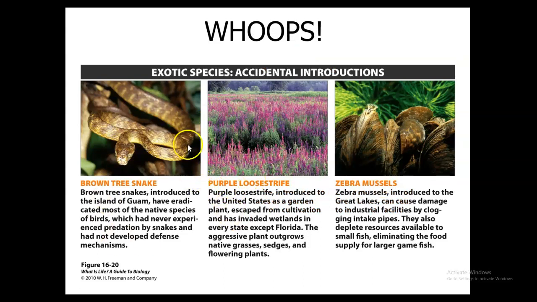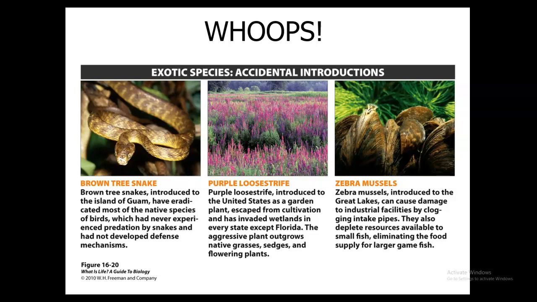So here are some examples of accidental exotic species that were introduced. The brown tree snakes were introduced to the island of Guam. They have eradicated most of the native species of birds, which had never experienced predation by snakes and hadn't developed a defense mechanism. We've got the purple loosestrife, introduced to the United States as a garden plant. It escaped from cultivation and has invaded wetlands in every state except Florida. This is an aggressive plant. It outgrows the native grasses, sedges, and flowering plants, so it basically outcompetes them, and they can't grow.